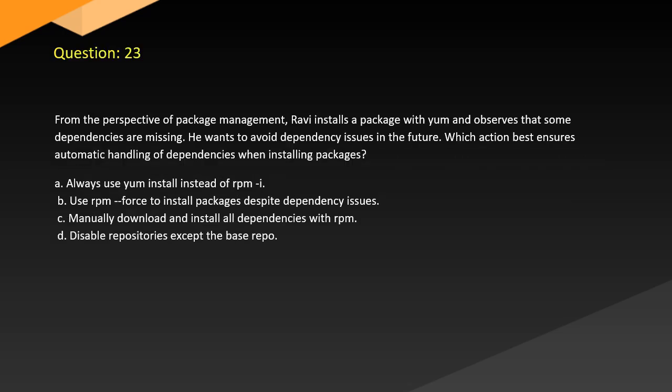Question 23. From the perspective of package management, Ravi installs a package with rpm and observes that some dependencies are missing. He wants to avoid dependency issues in the future. Which action best ensures automatic handling of dependencies when installing packages? A. Always use yum install instead of rpm. B. Use rpm with --force to install packages despite dependency issues. C. Manually download and install all dependencies with rpm. D. Disable repositories except the base repo.